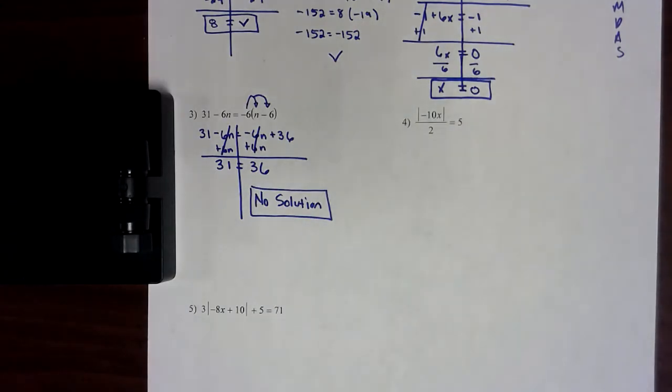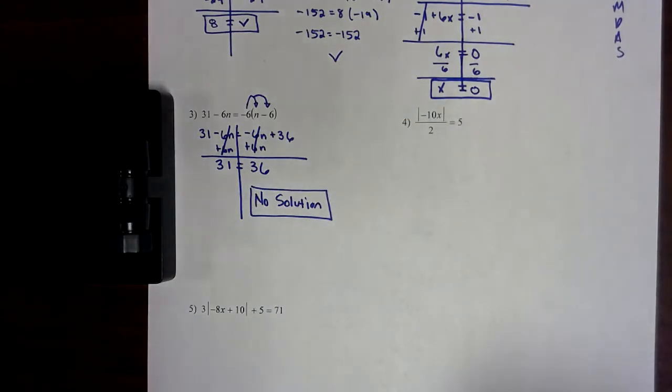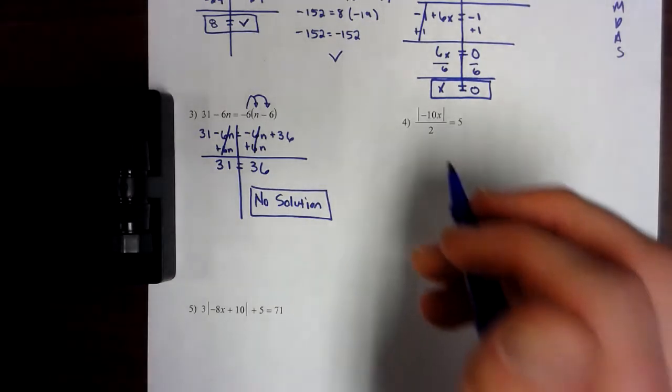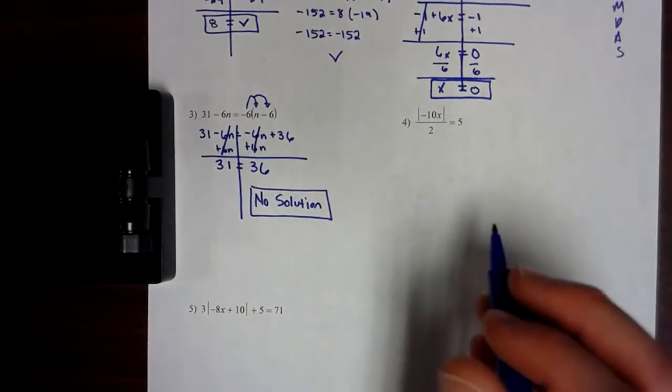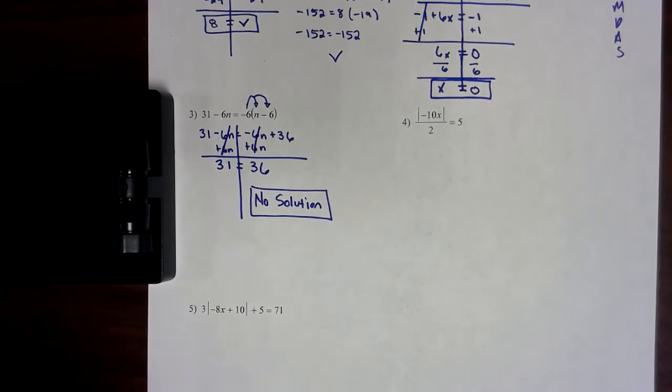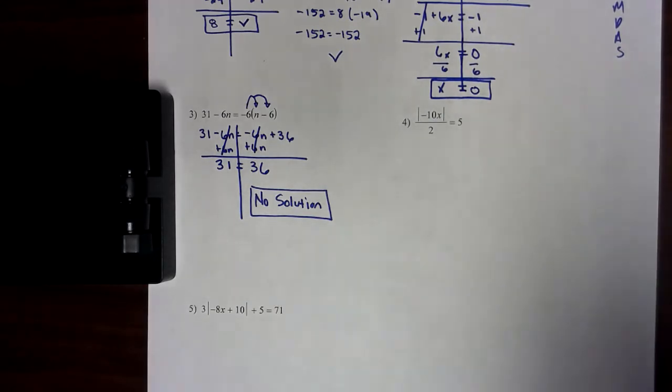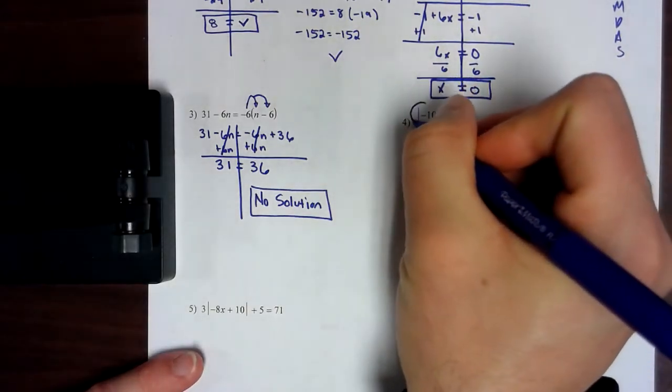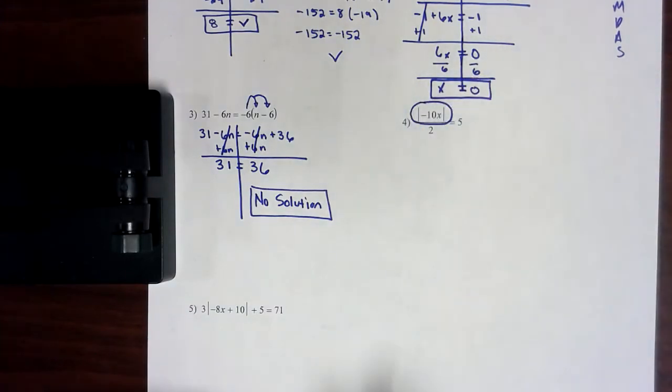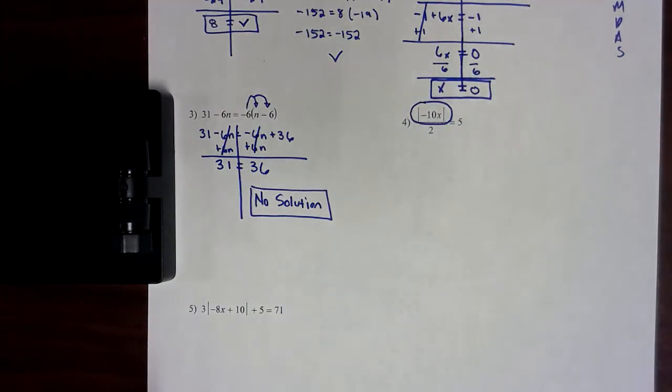Let's talk about solving some absolute value equations, which we did this semester. The idea is kind of the same, but now instead of trying to get just the variable part by itself, we first need to get the absolute value part by itself, which in this case is the absolute value of -10x. So we have to think about, what do we do with this 2?